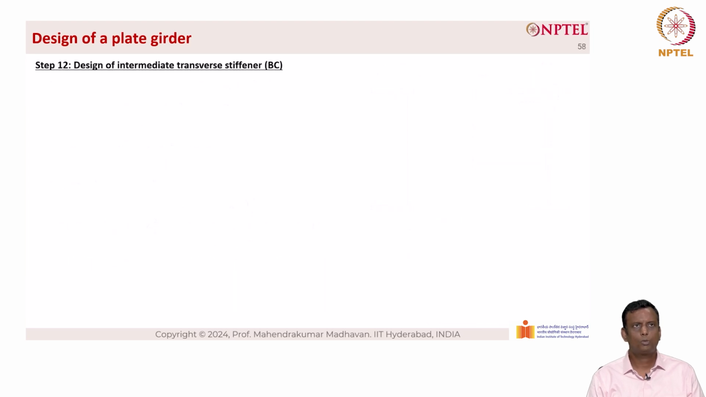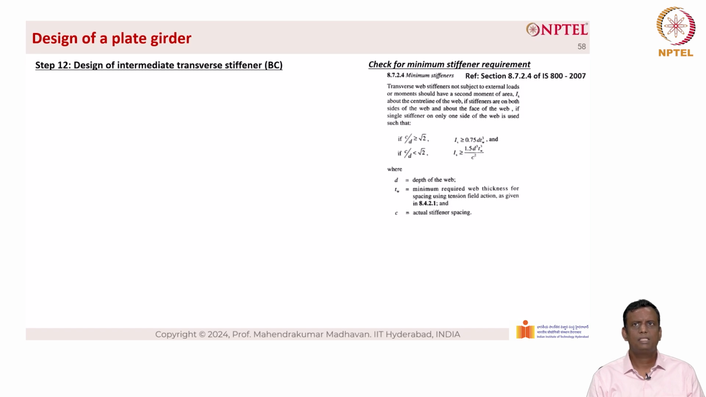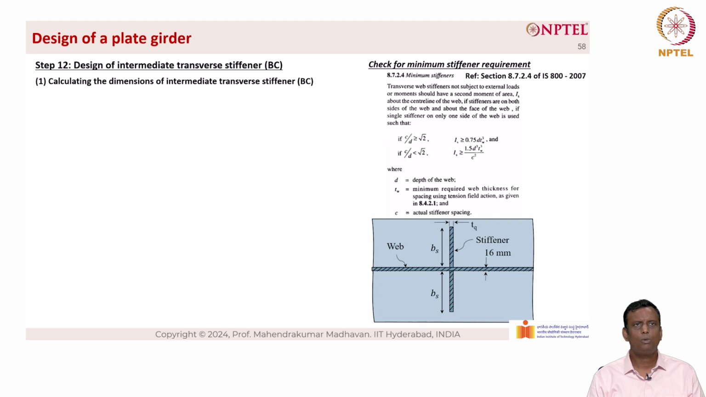Let us look at step 12, which is the design of intermediate transverse stiffener B sub C. The check for minimum stiffener requirement is shown on the right hand side. So calculating the dimensions of intermediate transverse stiffener B sub C, the minimum moment of inertia required for the stiffener is based on the C by D ratio. So here the C by D ratio is 3250 divided by 2600, which is equal to 1.25. So 1.25 is basically lesser than root 2.